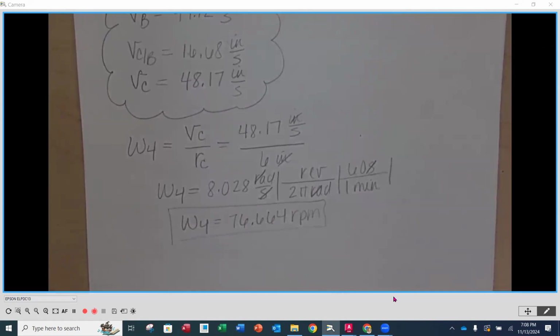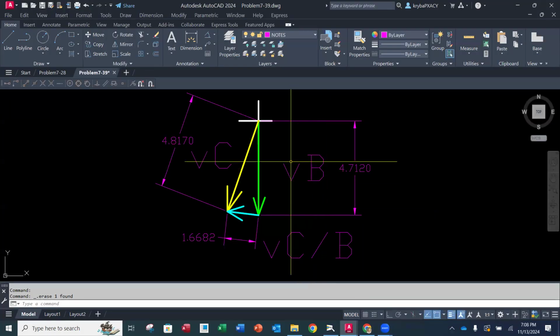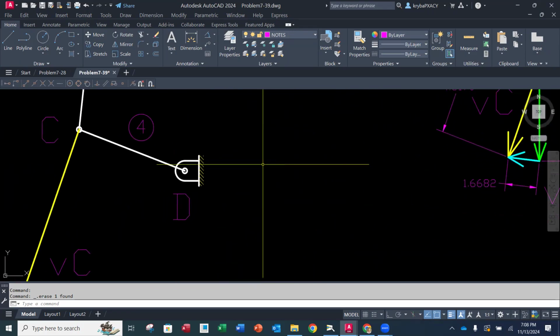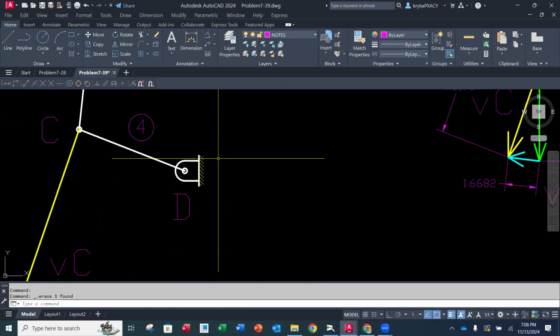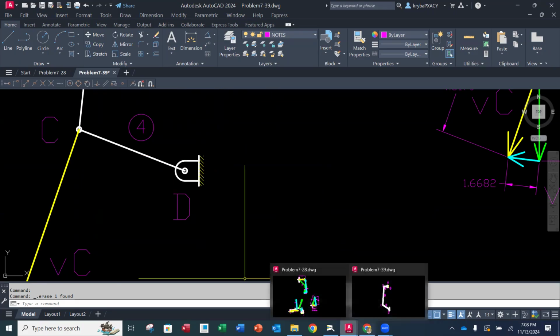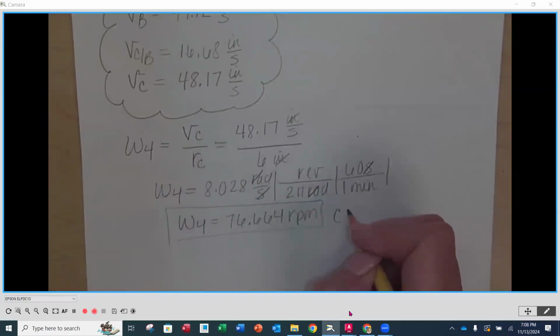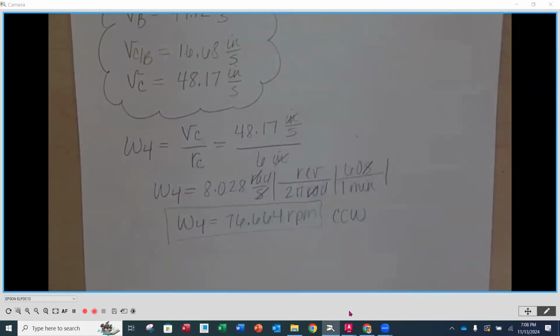Okay, so we need to know, is this going clockwise or counterclockwise? If we go back to our diagram here, the velocity vector C is going down and to the right. I'm sorry, down and to the left. So that means this is going to rotate in a counterclockwise direction. Make sense? So then I'm going to go back over here and put counterclockwise. I want to make sure everybody gets 76.664 RPMs. Okay, awesome. So that's the first half. We've done the first part.